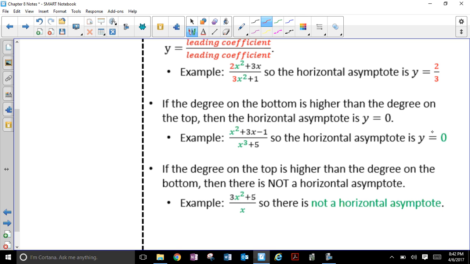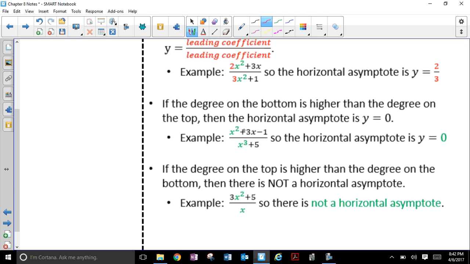And the reason why it's 0 is because the denominator is increasing faster, because it's cubed, than the number on top. When your bottom number is bigger than the top number, that means you get a decimal closer and closer to 0. So that's why if the bottom degree is higher than the top degree, your asymptote is y equals 0. So it levels off at 0.